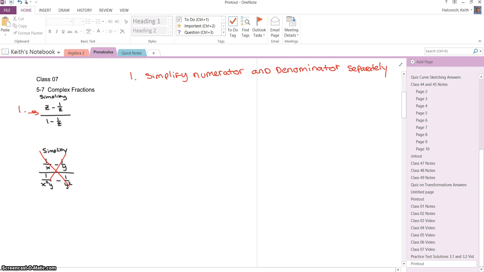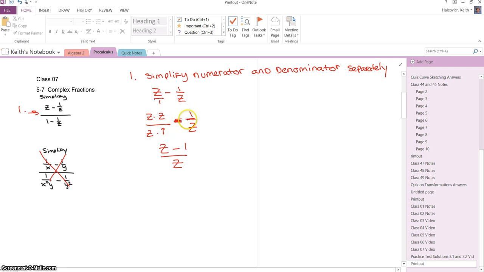So the numerator here is z minus 1 over z. We need a common denominator, and the common denominator is z. If you imagine there's a 1 there for the denominator, you're going to multiply both the top and bottom by z here. Here you don't need anything, so you just subtract. So you have z squared minus 1 over z. That is what the numerator simplifies to.